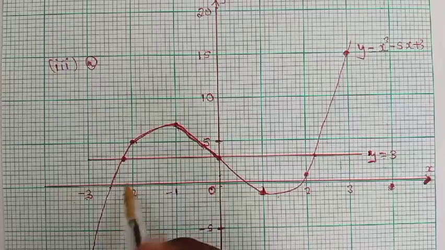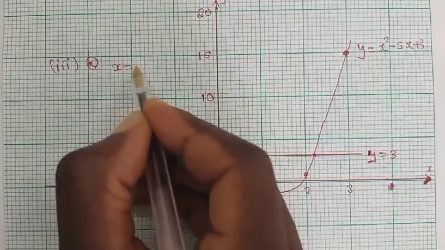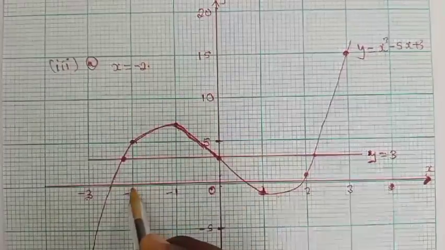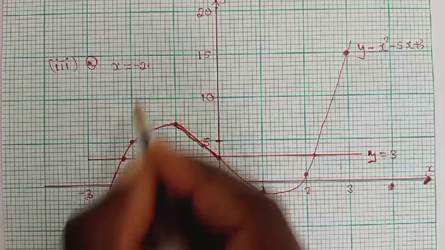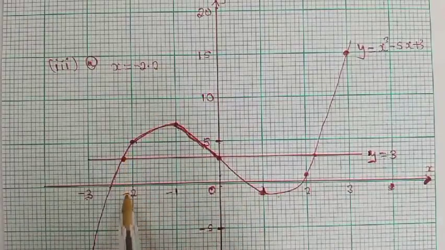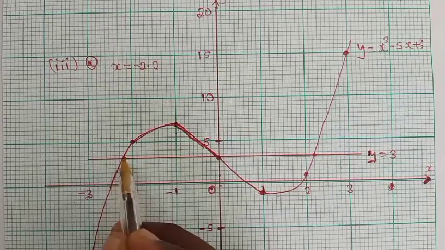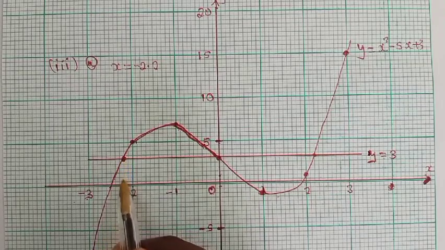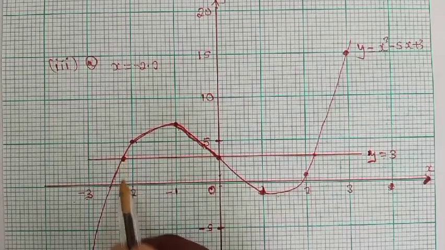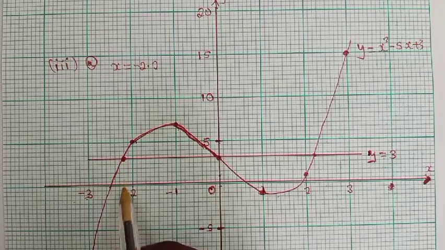So the first one will be x is equal to negative 2.2. So the solutions, we get them along the x-axis. You go where the intersection is and then check what number is straight along the x-axis with the point.